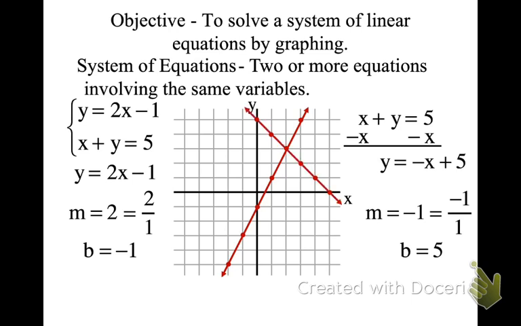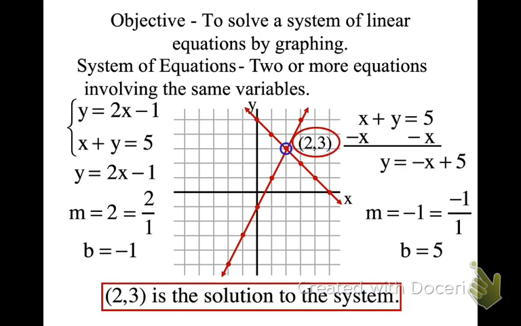Now, a solution to a system is that point of intersection. Where do they intersect, Maxim? I'm going to move over 2 and up 3. So the solution to the system is (2, 3). Notice I put it in parentheses because this is an ordered pair. It's not a list of solutions. It's an address on the coordinate plane. So (2, 3) is the solution to the system.